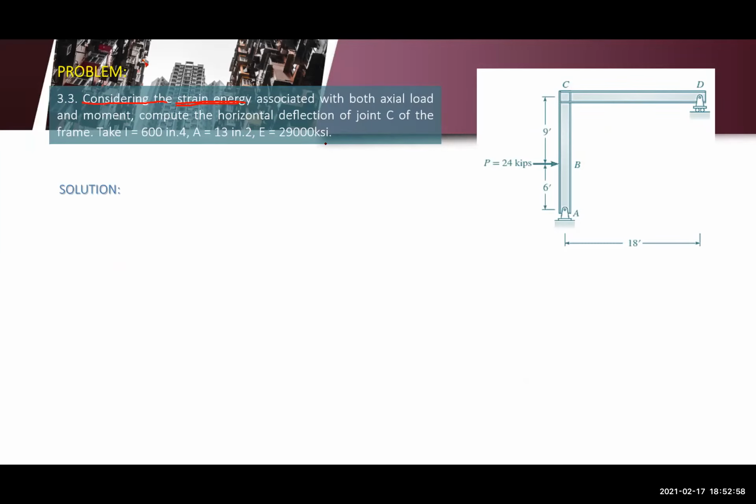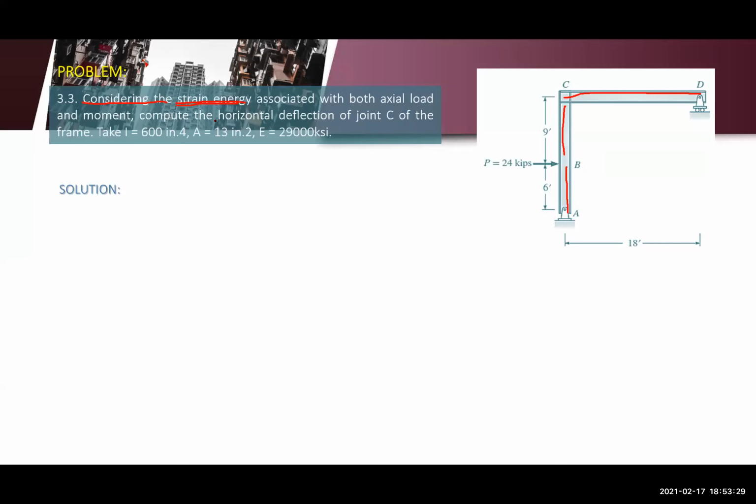Associated with both the axial and moment, compute the horizontal deflection at joint C. So, una, bilangin natin yung segment, no? Isa, segment CD, no change. Tapos, segment BC isa, dalawa. So, may tatlo ulit tayong segment. Segment AB, 0 to 6. Segment BC, 6 to 15 or 0 to 9, up to you kung saan kayo magre-reference. And then, C to D, 0 to 18.